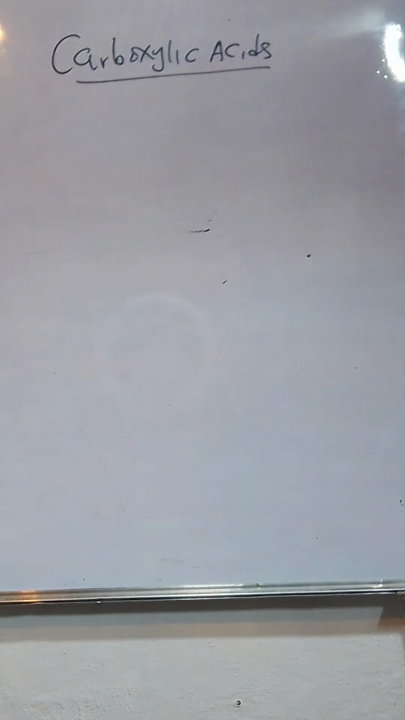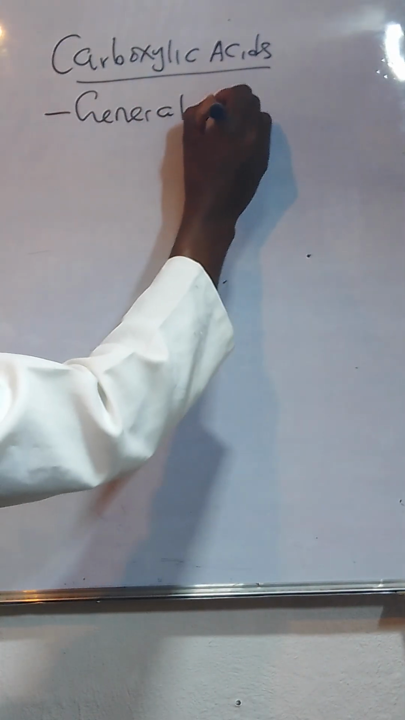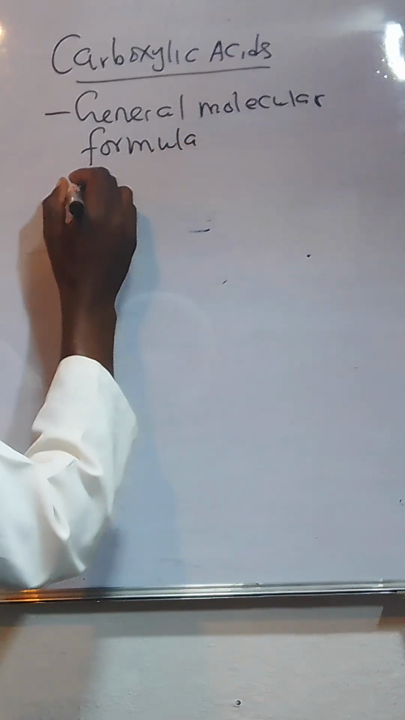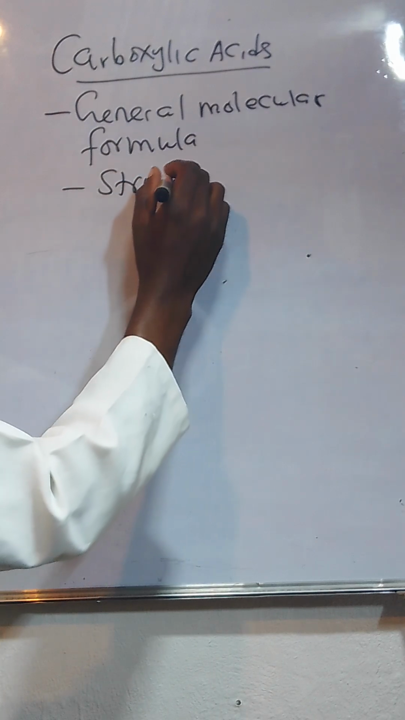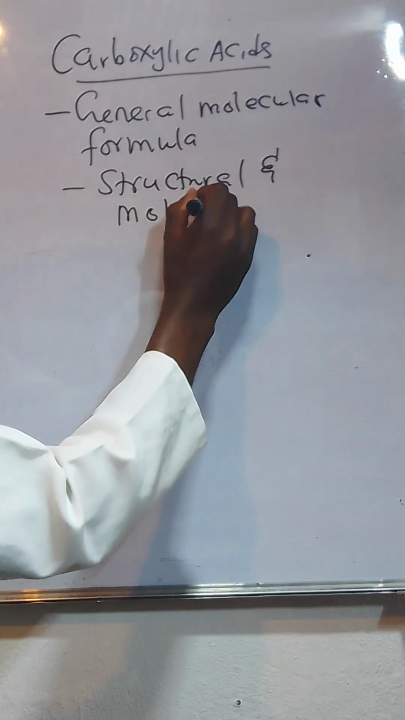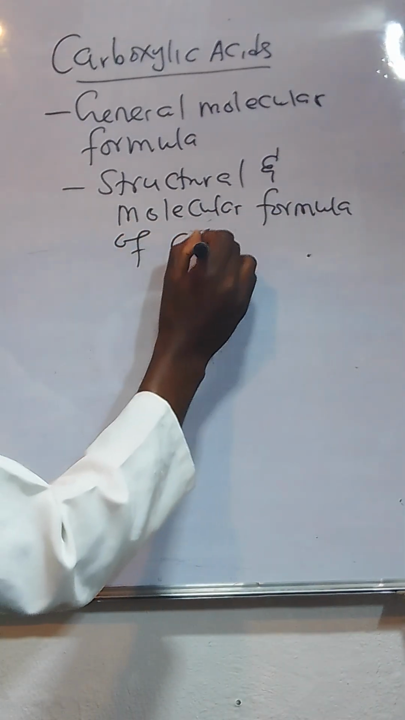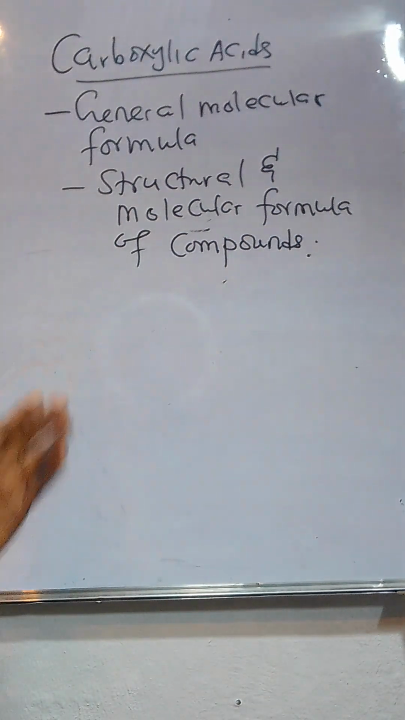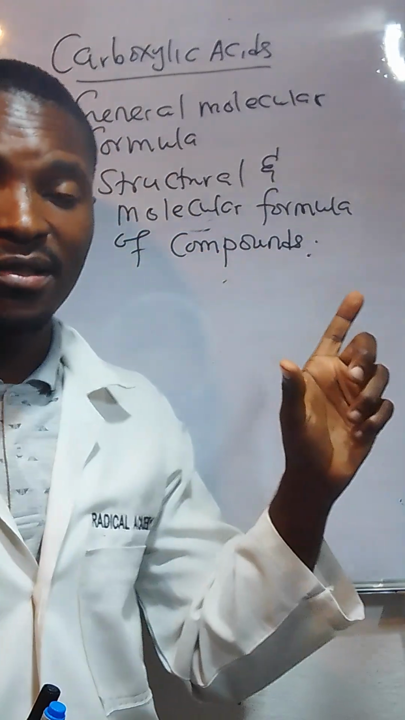So the principal fundamentals of carboxylic acids that you need to know are, first of all, the general molecular formula, and then also understand the structure. So these are basically some of the fundamentals that we need to understand under these carboxylic acids.